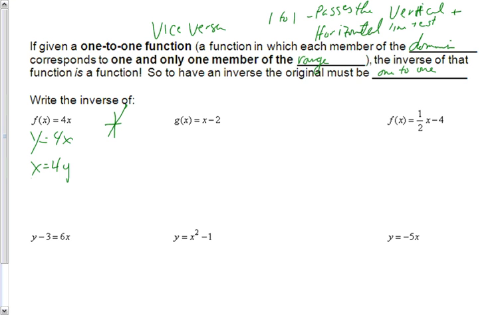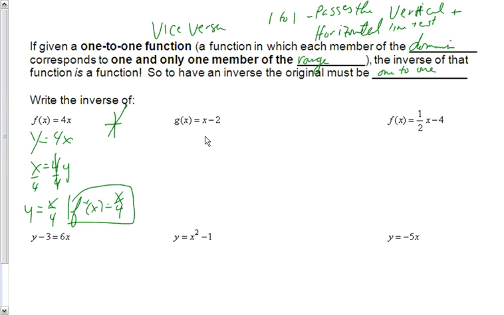Step four: solve for y. So I divide by 4. y equals x over 4, which I'm going to rewrite in function notation. f inverse of x equals x over 4. That's it. There's our inverse function.